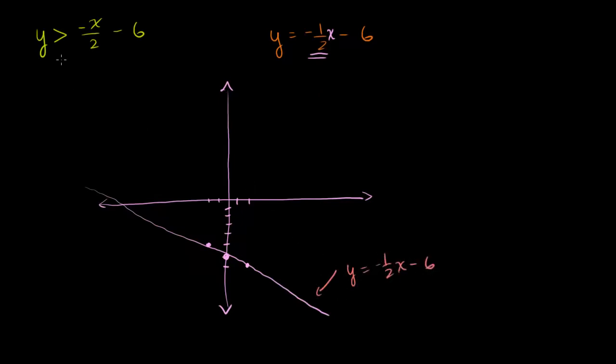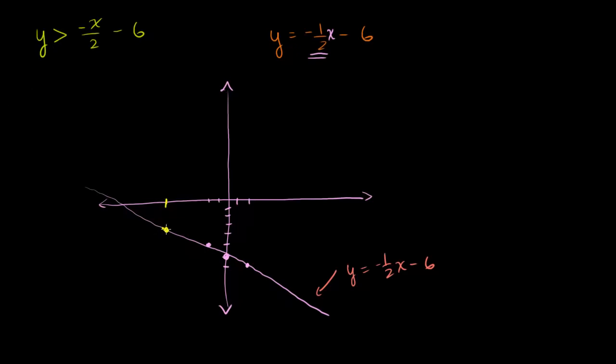Now, our inequality is not greater than or equal. It's just greater than negative x over 2 minus 6, or greater than negative 1/2 x minus 6. So using the same logic as before, if you take any x, let's say that's a particular x we want to pick, and you evaluate negative x over 2 minus 6, you're going to get that point right there, the point on the line. But the y's that satisfy this inequality are the y's greater than that.